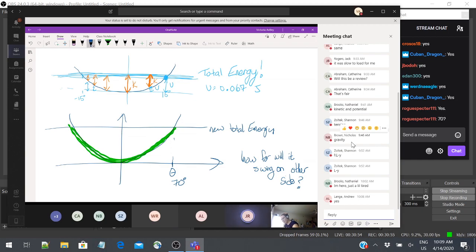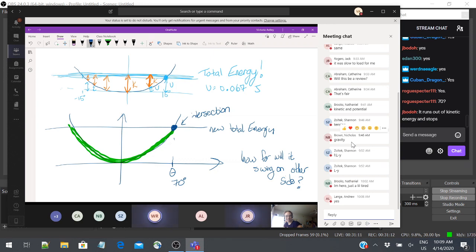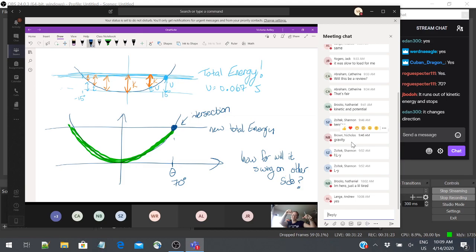Okay, what is happening at this intersection? Where our potential energy meets our kinetic energy. Runs out of kinetic energy and stops. Does it just freeze? It just stops here, changes direction, right? Swings out, and comes back. So this is what is called a turning point. Turning point.